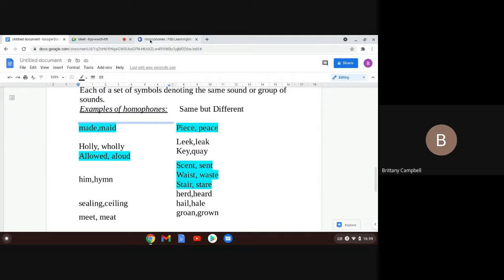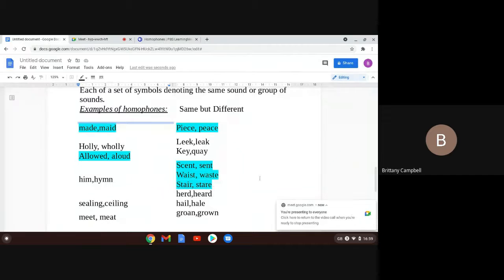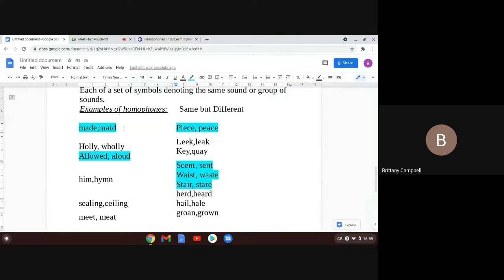All right? I always have to double check if my screen is sharing. Sometimes it tends not to. All right. So the first one we have on the screen, made. MADE, made, MAID. So it has the same pronunciation but different spelling. Awesome. We have holy, holy, hallowed, allowed. Please say the words along with me. So I'm going to call the words and you say them afterwards.